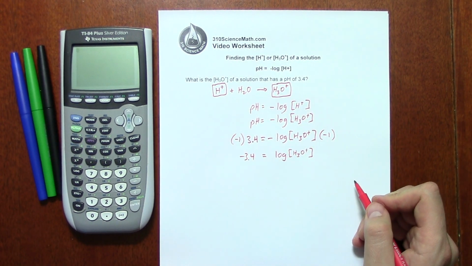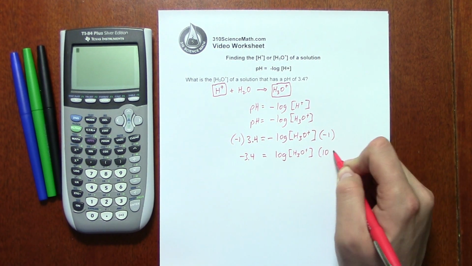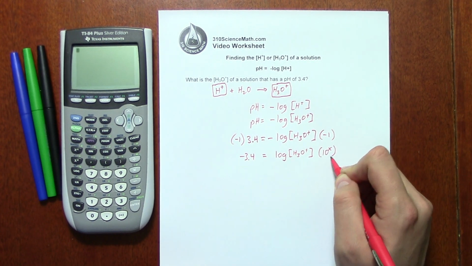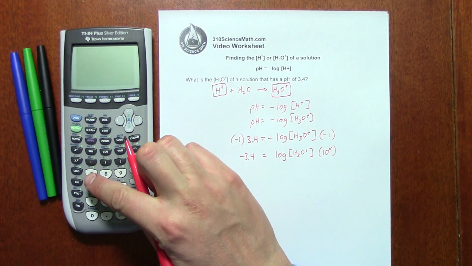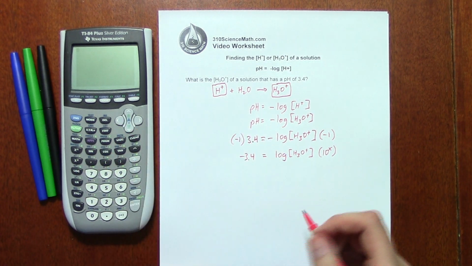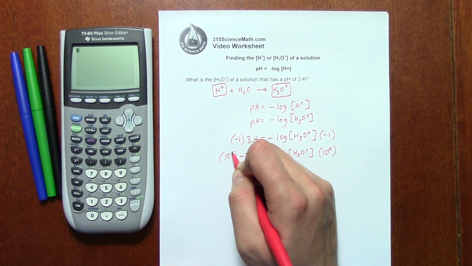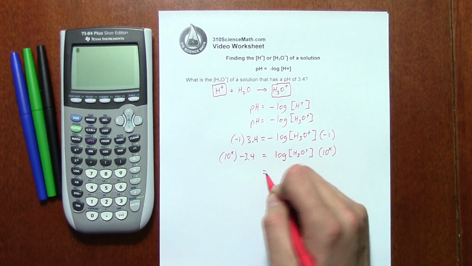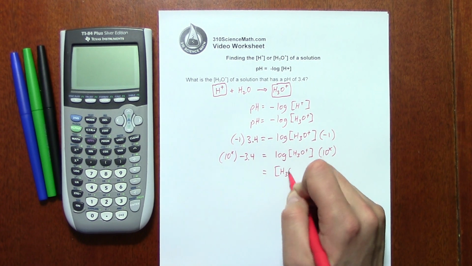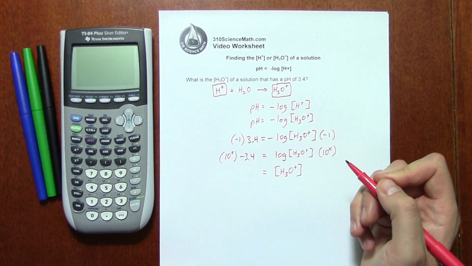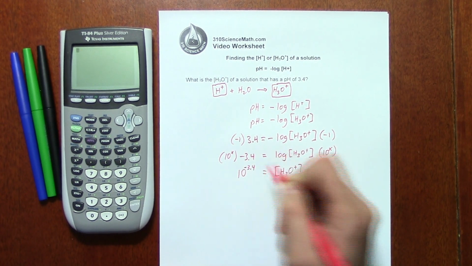Okay? Now, the next part is, how do I get rid of a log? Well, to get rid of a log, you need an anti-log, which is 10 to the x. You'll actually see it if you look at your calculator and you look at the log button. Look at the writing just above it. It'll say 10 to the x. So basically, I'm taking the anti-log of both sides. So when you take the anti-log of a log, they both cancel, and you're just left with the hydronium ion concentration. And that's equal to 10 to the negative 3.4.